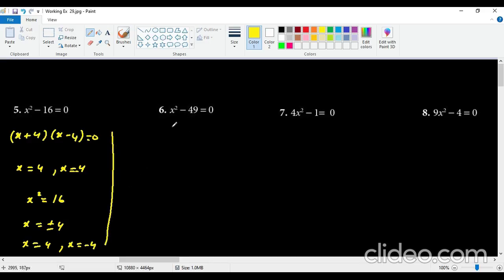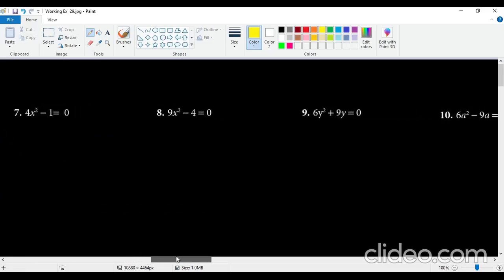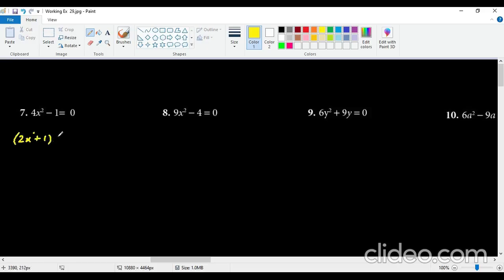Here, if I write it this way, 49, that means the value of x is equal to 7 and minus 7, or we can write x equals 7 and x equals negative 7. Here, it is also a difference of squares. That means 2x plus 1 and 2x minus 1.